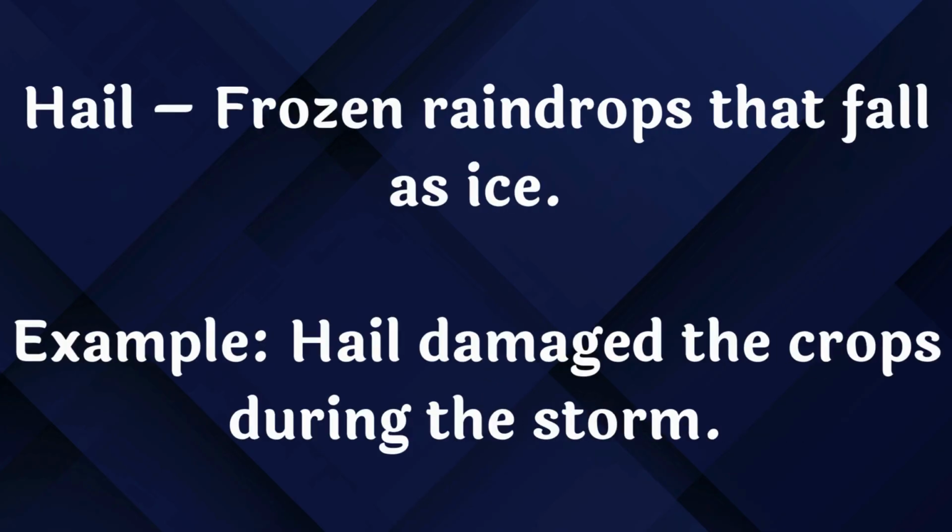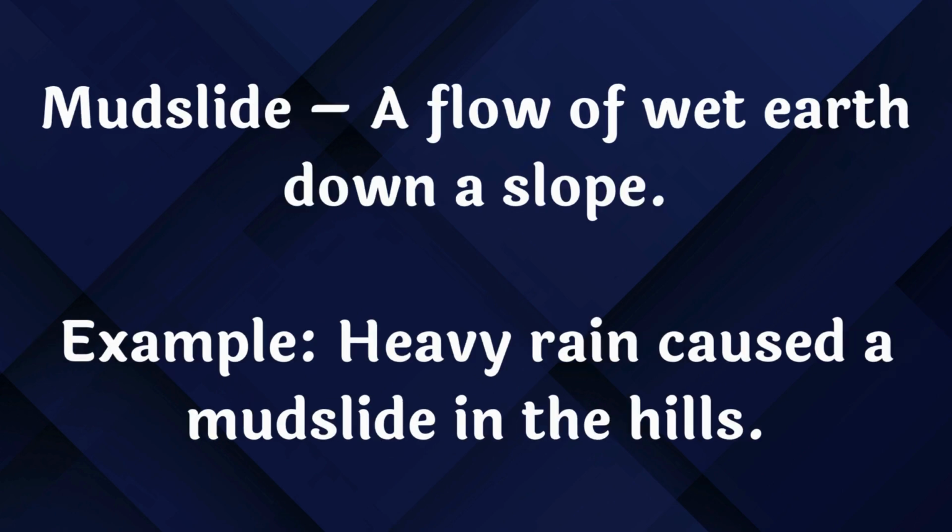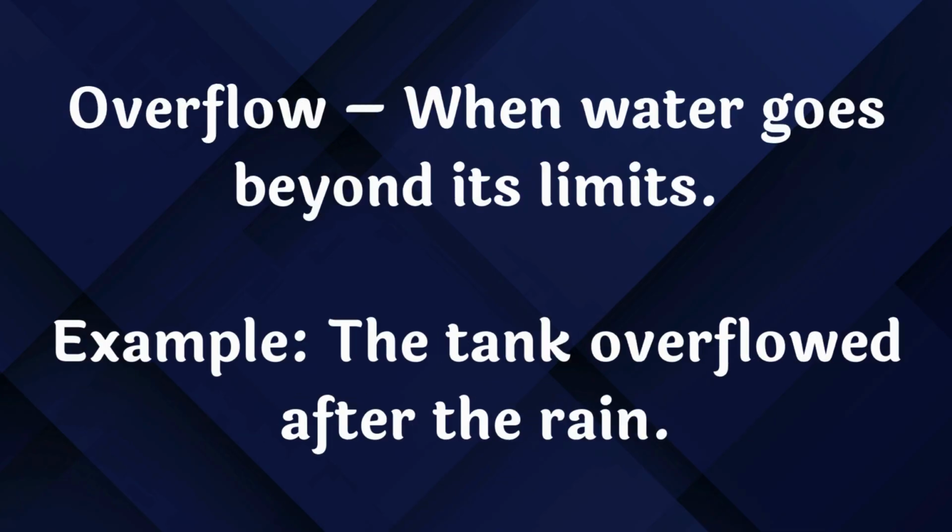Hail, frozen raindrops that fall as ice. Example, hail damaged the crops during the storm. Mudslide, a flow of wet earth down a slope. Example, heavy rain caused a mudslide in the hills.